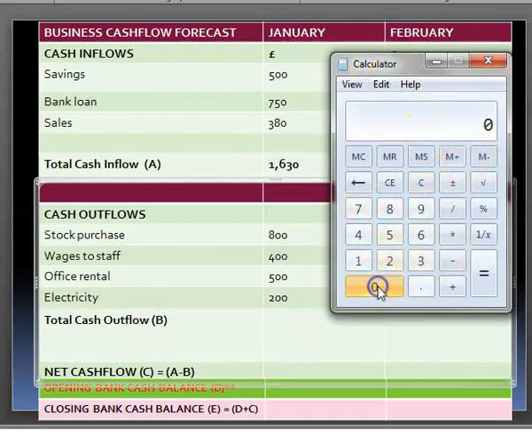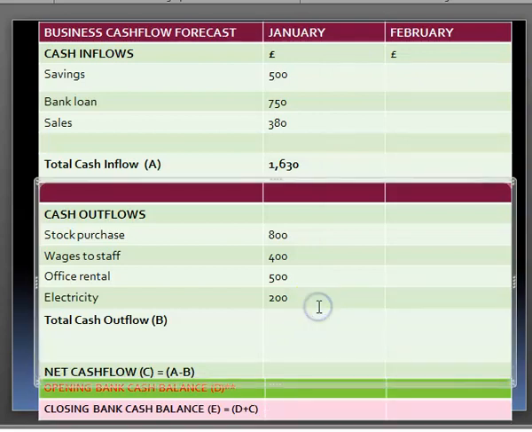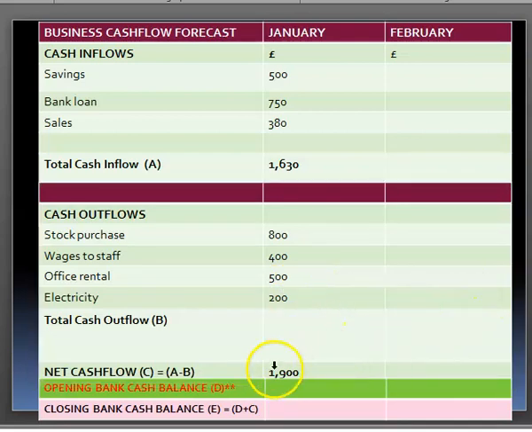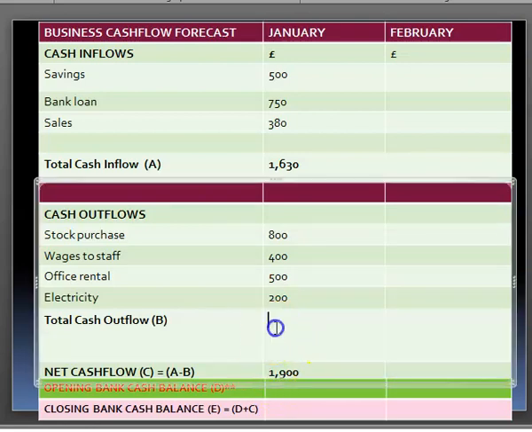So we're going to calculate all of that now and see what we get. £800 plus 400 plus 500 plus 200 gives us £1,900. We're going to put it here: 1,900 is the cash outflow.